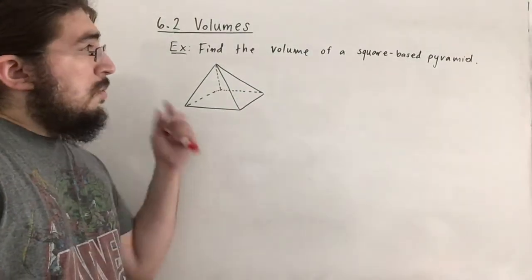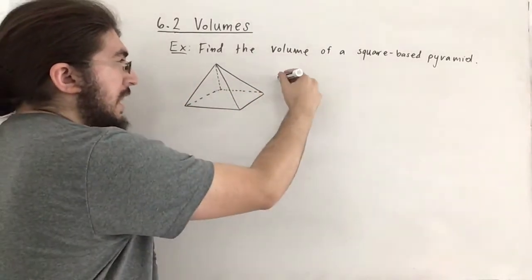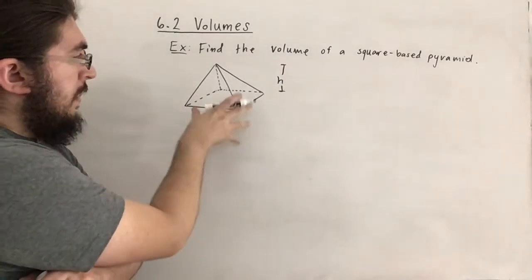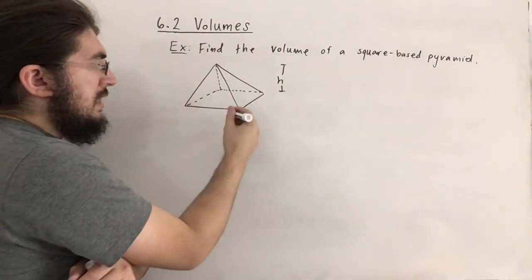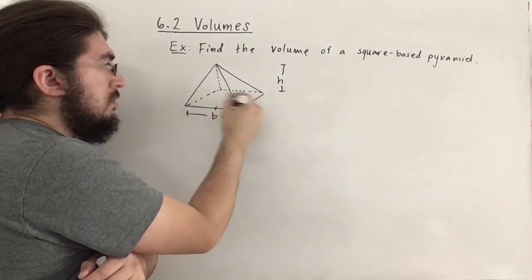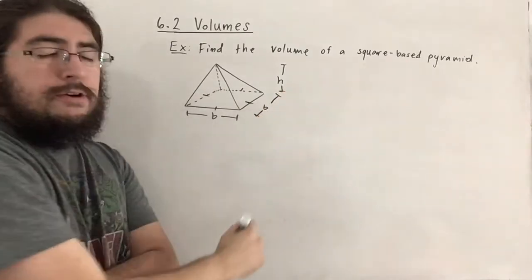Right, so for this example, we want to find the volume of a square-based pyramid. So imagine we have this pyramid with height h, let's say, and let's imagine that its base has side b for base. Now it's square, so all of these will actually be the same. So it's like a b by h kind of scenario.